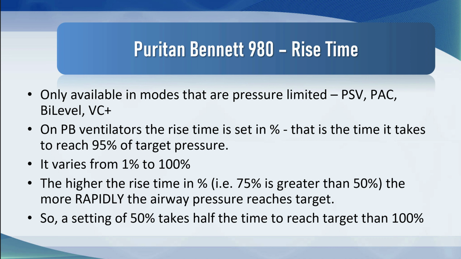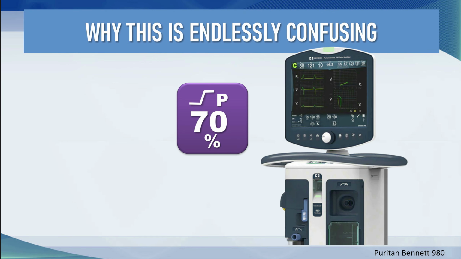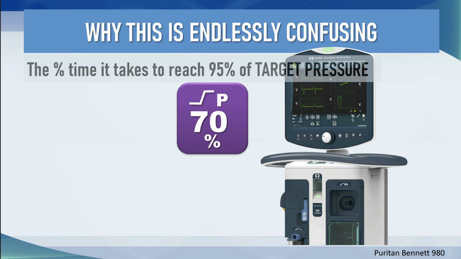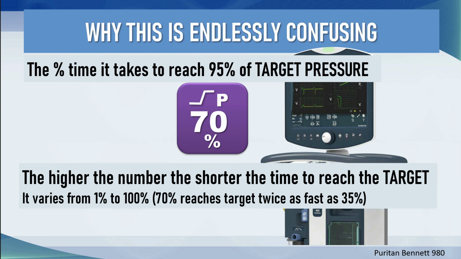A setting of 50% takes half the length of time to reach the target than a setting of 100%. So the higher the rise time, the quicker the breath is, from when the ventilator releases gas to where the target pressure is arrived at. It's not instantaneous. It is the proportion of time it takes to reach 95% of the target pressure. The higher the number, the shorter the time to reach the target.